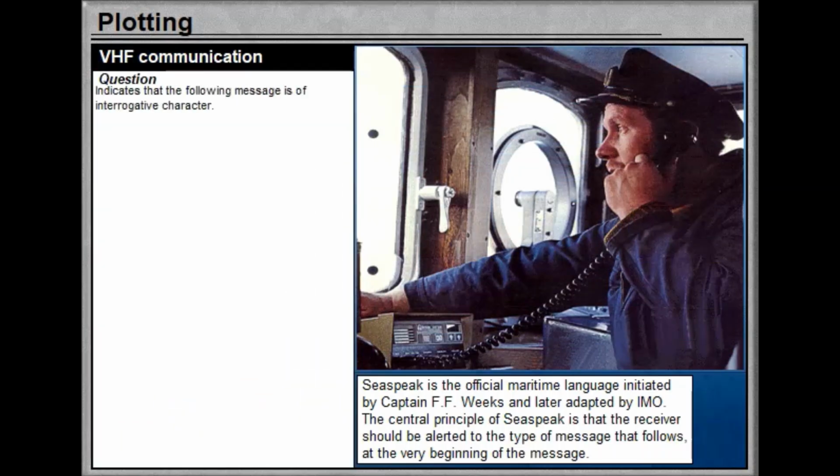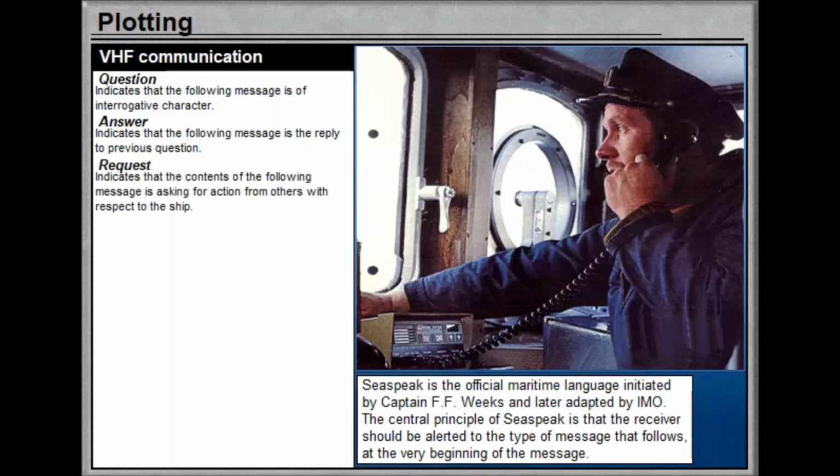Question: indicates that the following message is of interrogative character. Answer: indicates that the following message is the reply to previous question. Request: indicates that the contents of the following message is asking for action from others with respect to the ship. Information: indicates that the following message is restricted to observed facts.